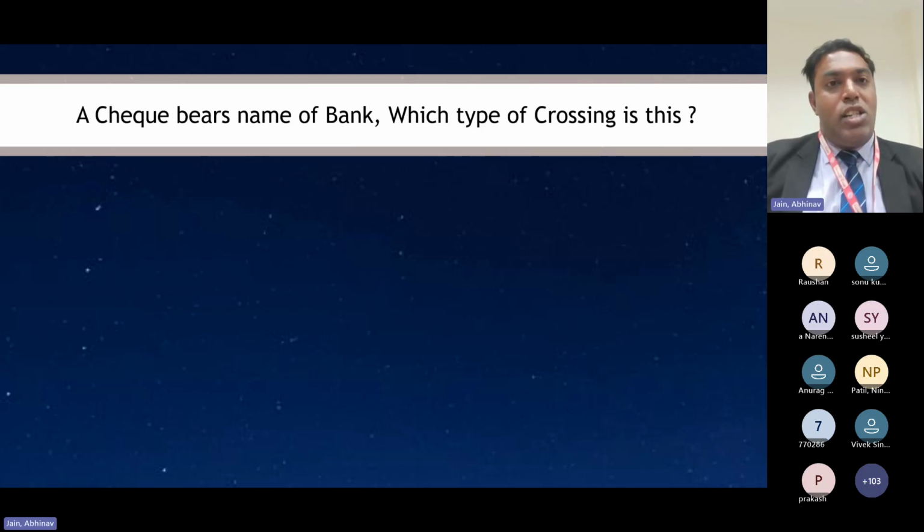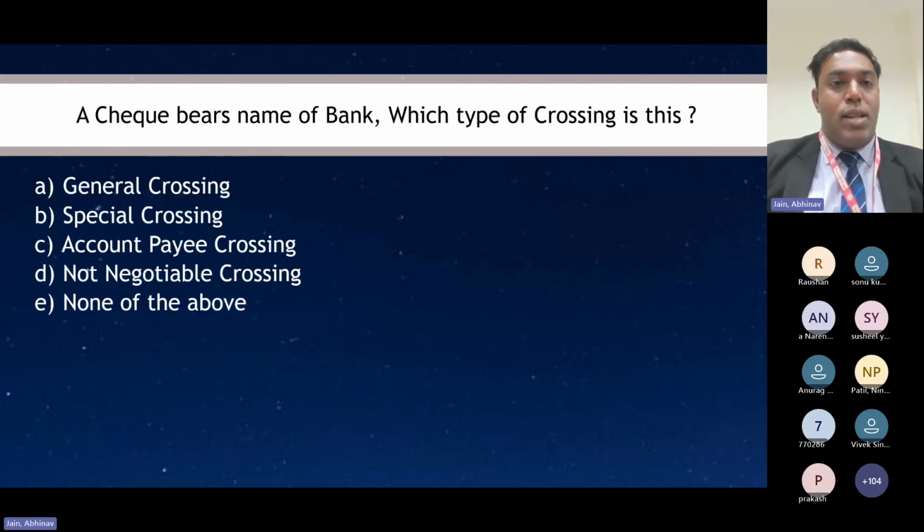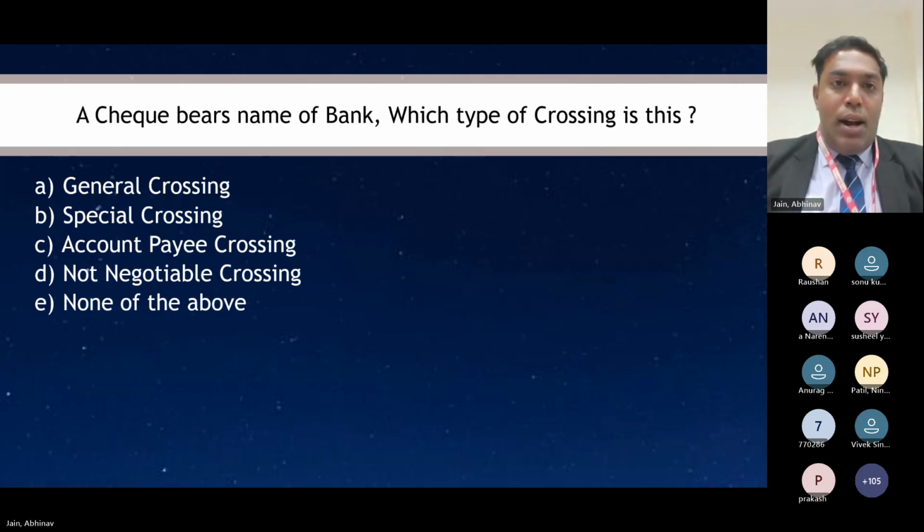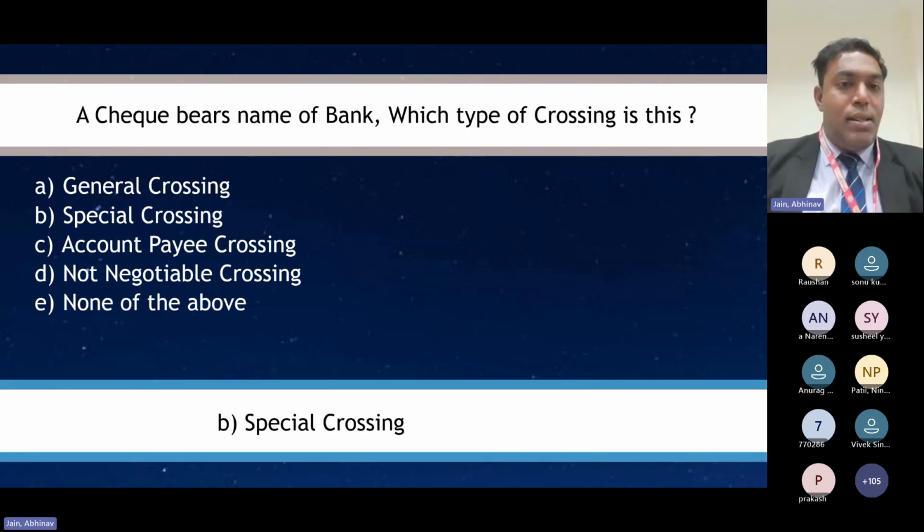Now, next question. A check bears the name of a particular bank, where it is payable. So which type of crossing is this? Suppose I have given you a check and it is bearing the name of a bank. What type of crossing is this? It is special crossing. Yes.